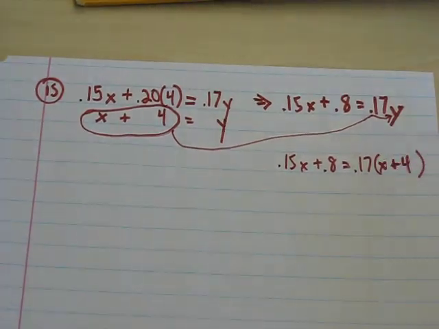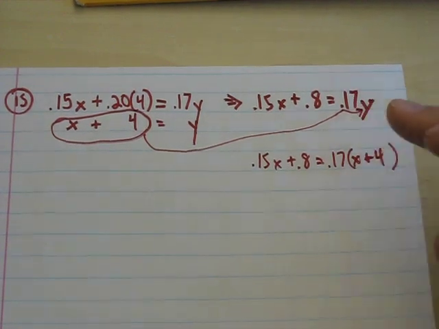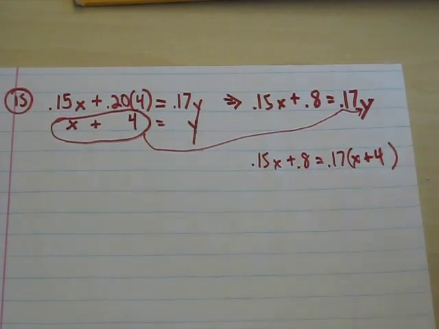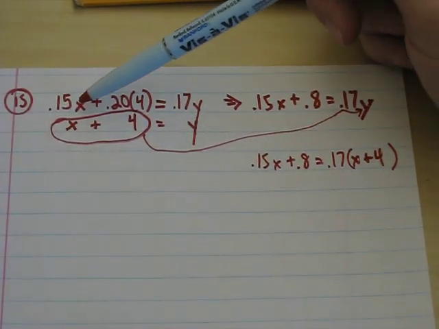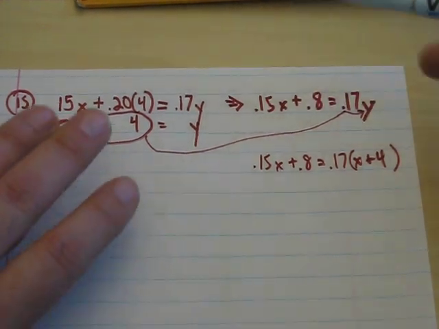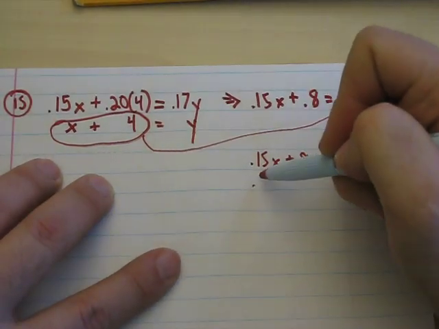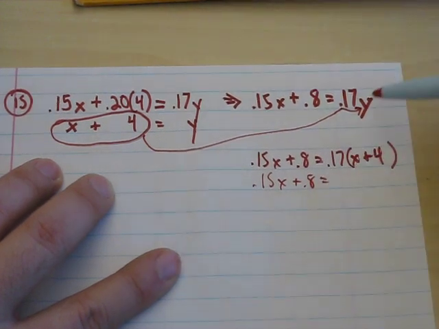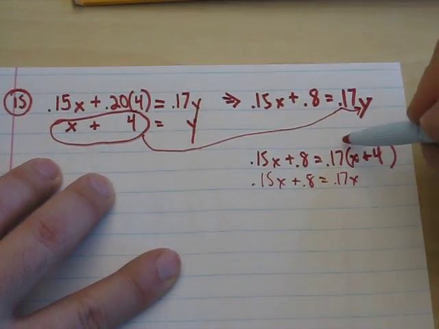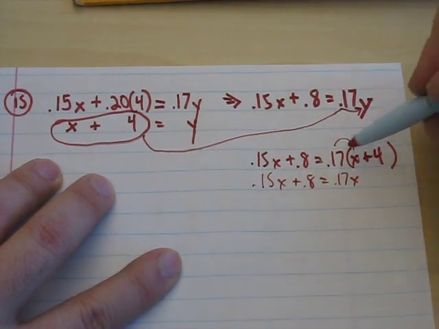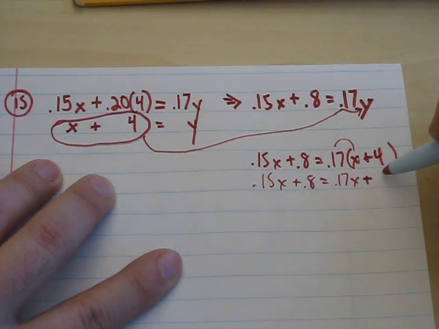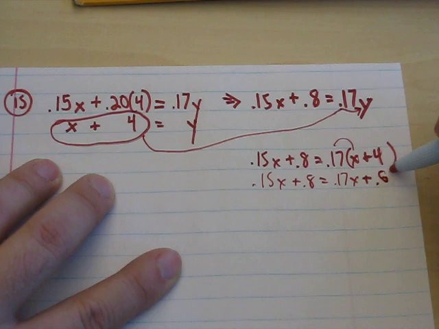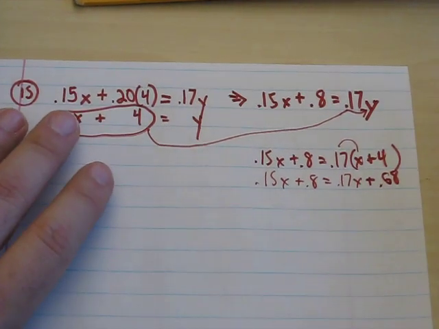Now, since this equation is completely written as x, this speaks to what the problem is asking about. How much of that 15% solution do we need? All right, so here we go. I'm typing in 0.15x plus 0.8 is equal to 0.17x using the distribution property, and then 0.17 times 4, that's going to be 0.68 or 68 hundredths.